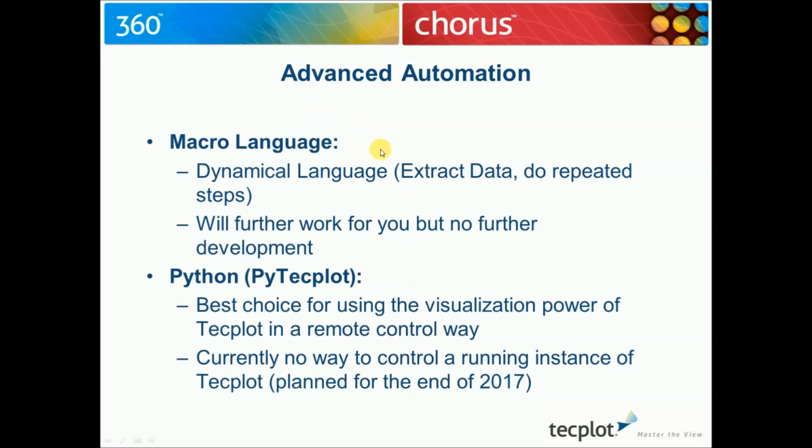Advanced automation can be done in the macro language, which is a native language included in Tecplot. It's a dynamic language, contrary to the style sheets or layout files in Tecplot, which are static. So they can extract data, do repeated steps and loops and so on. But the future goes into the direction of Python, so there's no worry that your macros won't work in the future. They will work further, but we will not recommend further development of macros.